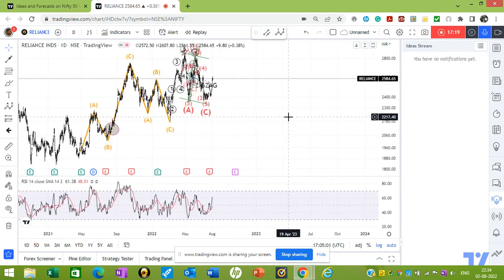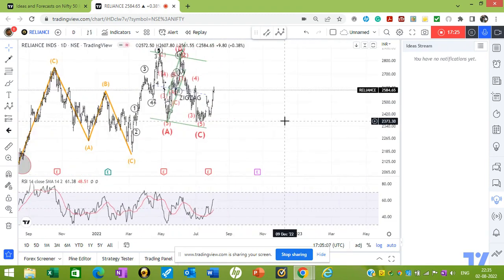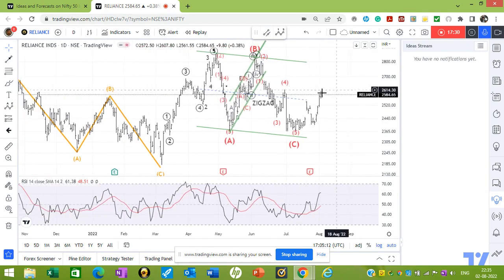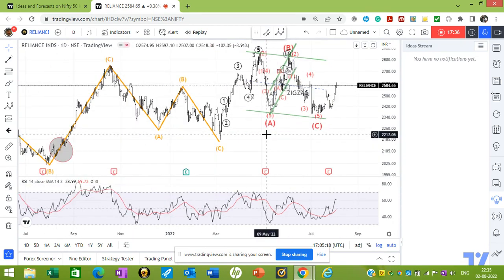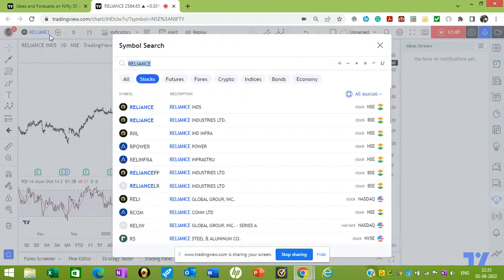So when you have triangles like this: A, B, C, A, B, C. These kinds of triangles: A, B, C, A, B, and C. Big triangles are present on the fifth wave. You don't have small triangles appearing in wave five. And whenever you have these triangles, suppose they are leading diagonals also, then there should be a retracement of at least 78%.